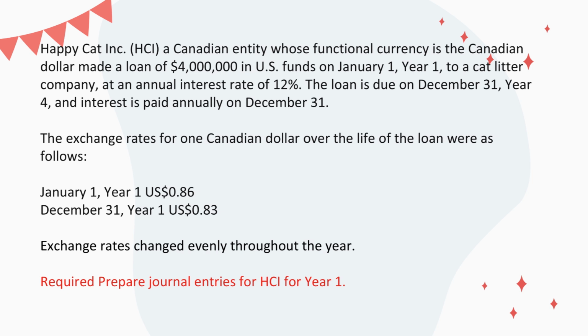It says that Happy Cat Inc., HCI, a Canadian entity whose functional currency is the Canadian dollar, made a loan of $4 million US on January 1st to a cat litter company at an annual interest rate of 12%. The loan is due on December 31st of the fourth year, and the interest is paid annually on December 31st. The exchange rates for $1 Canadian over the life of the loan are detailed below, and you see all the different exchange rates. Exchange rates changed evenly throughout the year. The requirement here is to prepare journal entries for HCI in year 1.